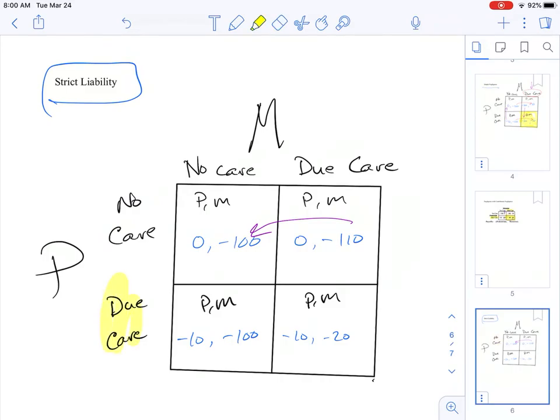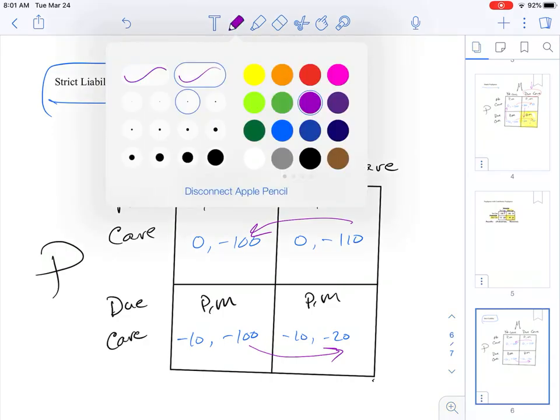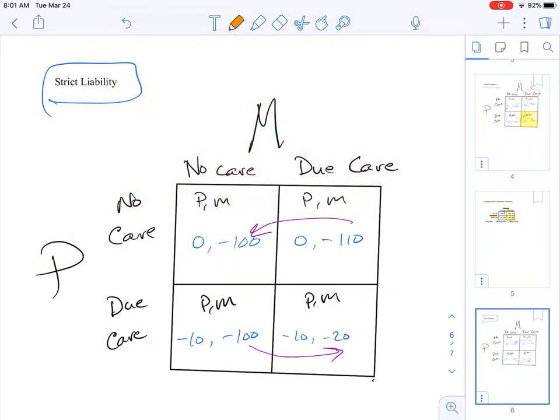Now, what if the pedestrian does take due care? What's better off for the motorist? Well, if the pedestrian does take due care, then the motorist is better off exercising due care. So the motorist does not have a dominant strategy, right? Their strategy is dependent on what the pedestrian does. So now let's think about it this way. What's better off for the pedestrian? Let's pick a different color. We'll use orange this time.